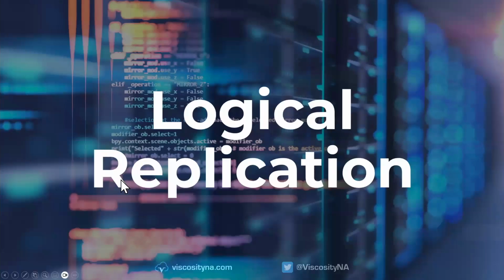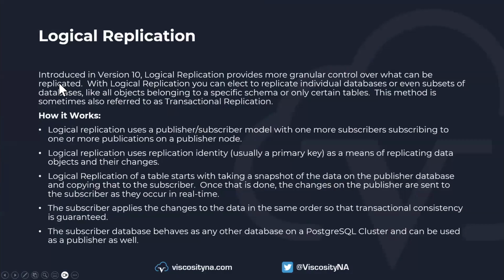Okay, now we're going to go into logical replication, different from physical replication, which happens at the binary or file level. This form of replication was introduced in version 10. It's often called transactional replication, and it provides more granular control over what can be replicated. With this type of replication, you can replicate individual databases versus the entire instance or cluster, as we say in Postgres, and even subsets of databases, like all objects belonging to a specific schema or just certain tables that you specify and list out explicitly.